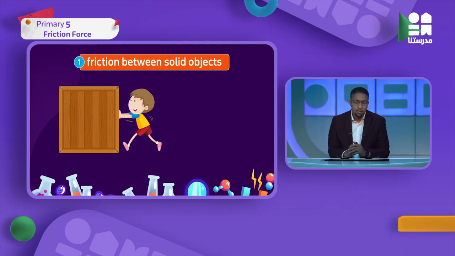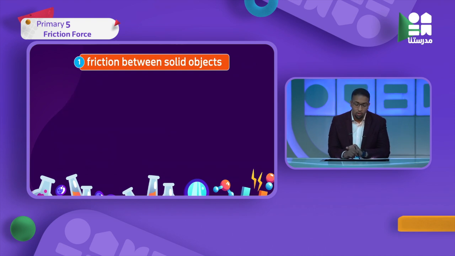He succeeded. So there is friction force that resists, or the friction force acts in the opposite direction of movement between solid and solid. Here is an activity to show friction between solids.